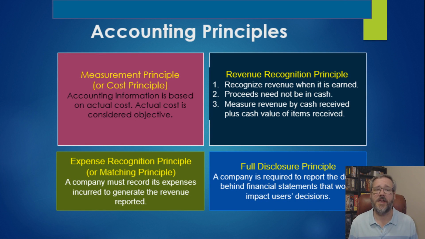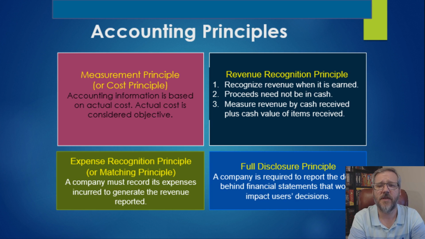So there's a few principles we need to get to. The measurement or cost principle basically says that the actual cost is how we are measuring. That is to say that we never mark up values for things like collectibles. We are always marking assets acquired at their actual real acquisition cost, and that's the only thing we're going to call an asset.